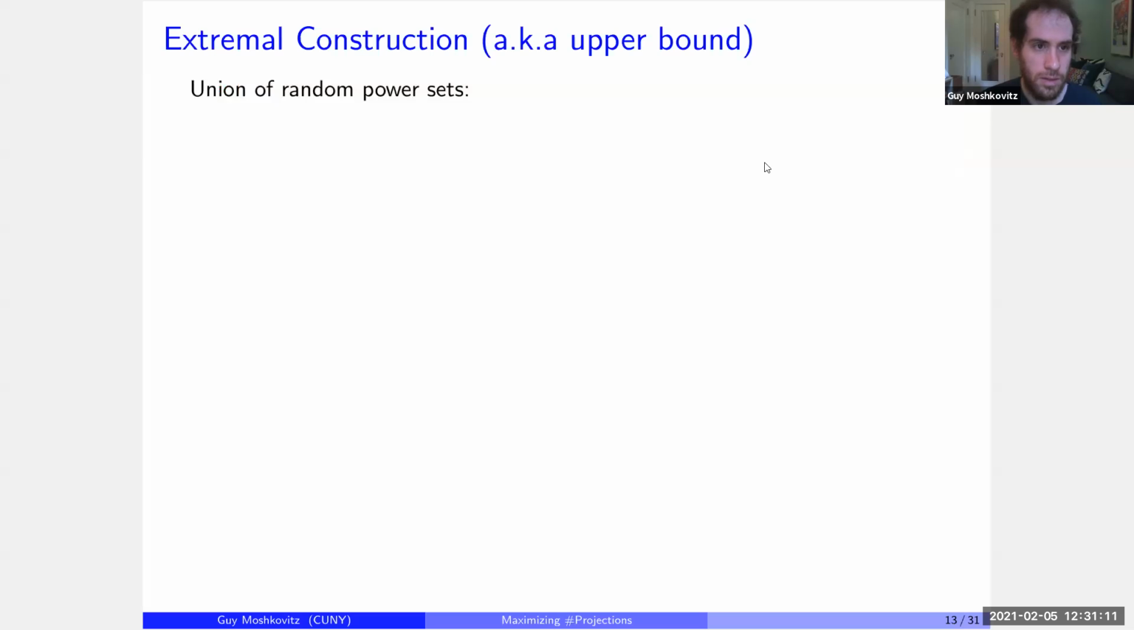Okay. So here is the construction. The construction is conceptually very simple. You just take random sets, just randomly choose subsets of your universe, take their power sets, and take a union of the whole thing. So a union of random power sets.